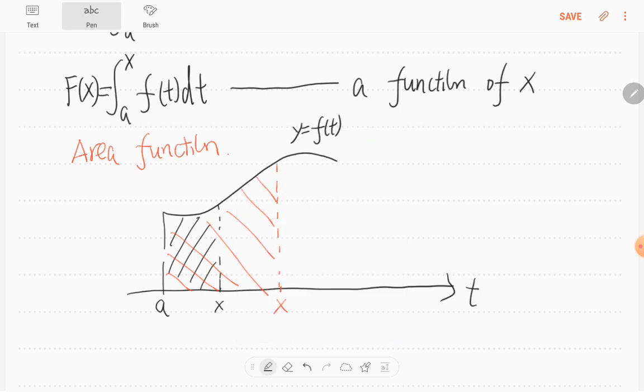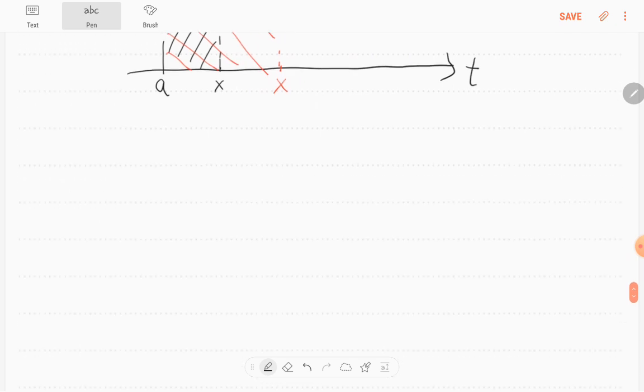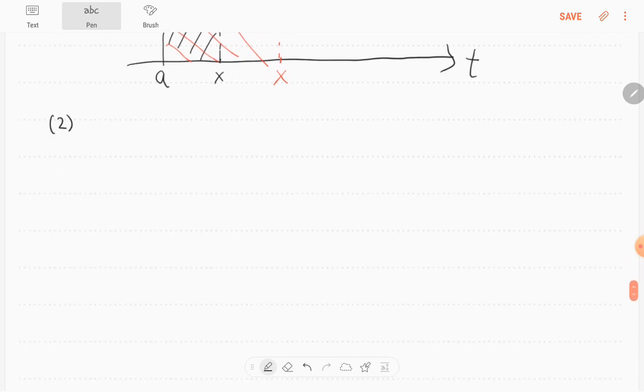So this is the first remark. The second remark: if the upper limit is not x, but an expression of x, what is the derivative? Right, this is the derivative about x.